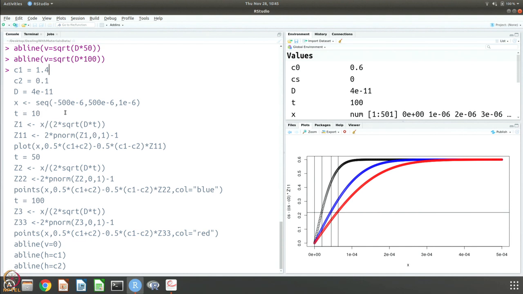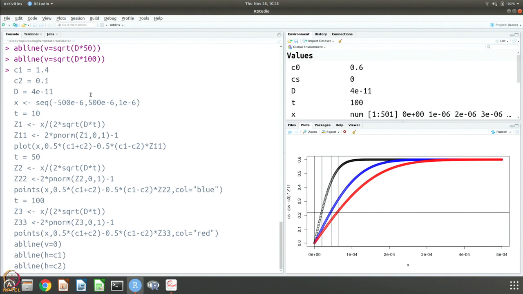So now the origin is where we have put this material together. On the minus side you will see the material with composition 1.4, on the positive side you will see the material with composition 0.1, and at 0, it will be an average of these two compositions.